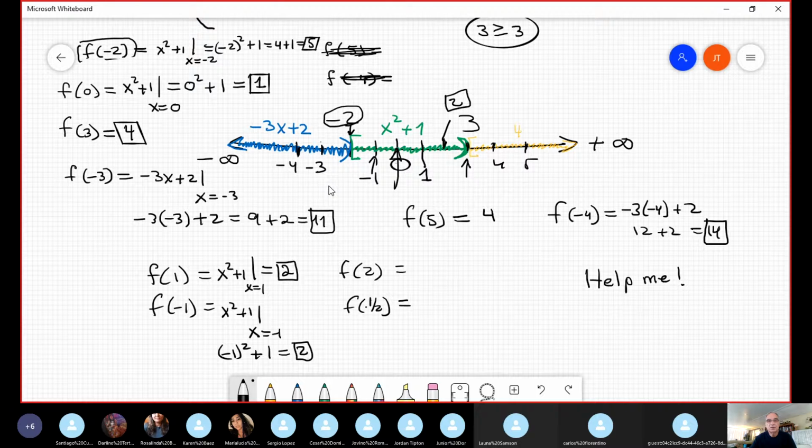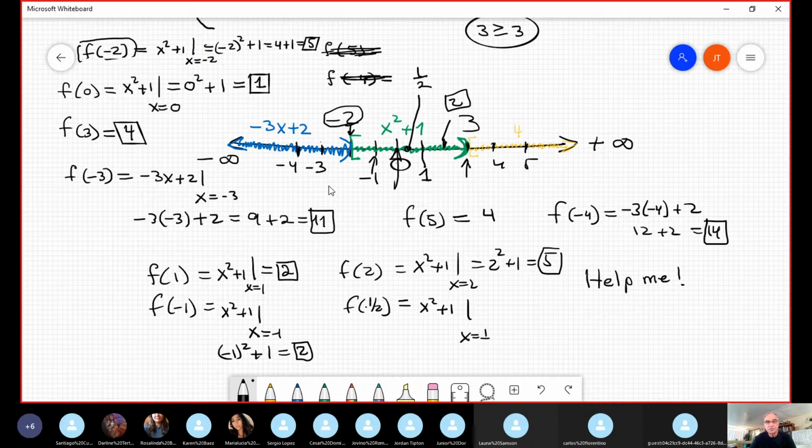Again, green. So it is x squared plus 1, evaluate at 2. It's 2 squared plus 1, 4 plus 1, 5. And 1/2. 1/2 is in between 0 and 1, here in the middle. It belongs to the green again, so we're using the same.